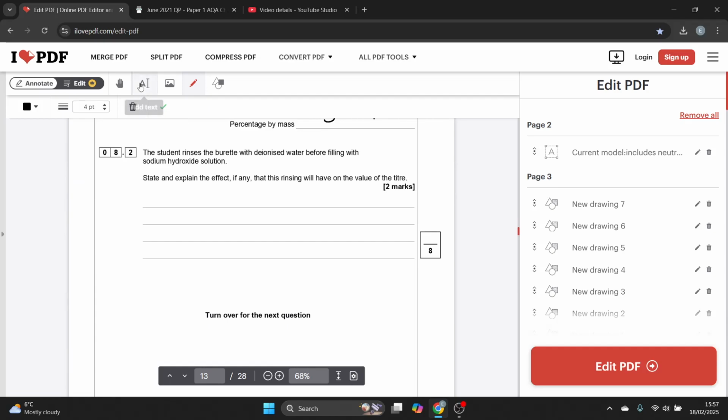Student rinses the burette with deionised water before filling with sodium hydroxide solution. State and explain the effect on the value of the titre.